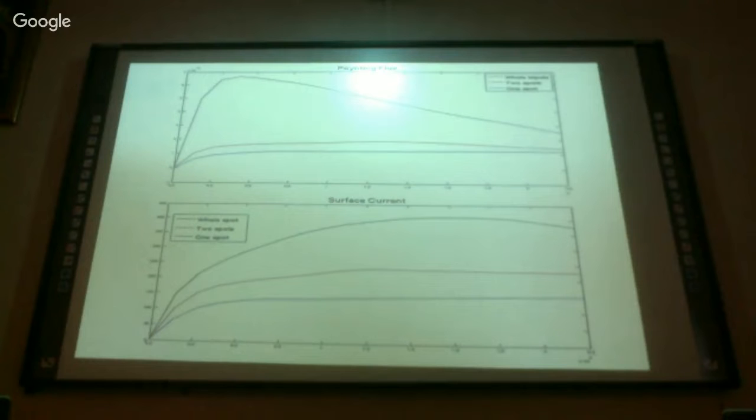And this is the Poynting flux. The Poynting flux is a measure of the electromagnetic energy that is pumped into a system. So this is E cross B. Again, even in the first case, you see that a lot of energy is being pumped into the system.